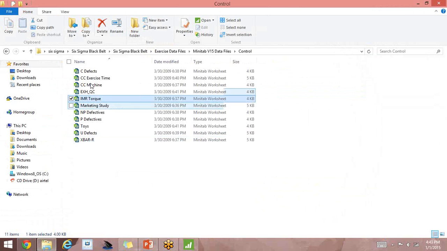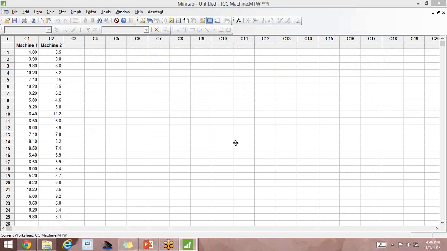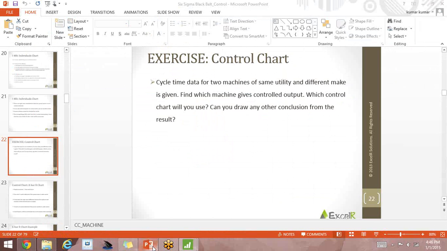CC underscore machine. Let me open that. So here is the case study or example that we need to crack now. Exercise is given. Cycle time data for two machines of same utility and different make is given. Find which machine gives controlled output. Which control chart will you use?